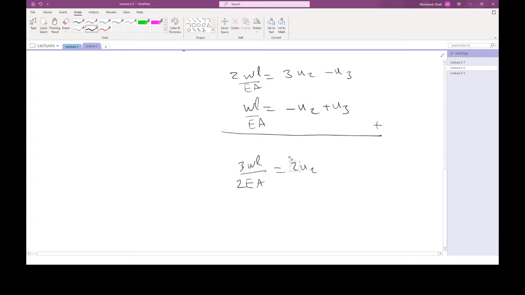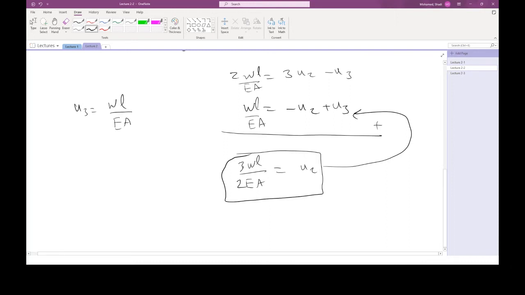I'll just divide the whole thing with the 2. And I have a value for U2. All right. Now, if I take U2 and replace it in this equation, I have a value for U3. So U3 now is just WL over EA. I will move U2 from this side to this side, so it is going to be plus U2. And then I just replace the value of U2 here. So this is 3WL over 2EA. Now, I want to add WL over EA to 3WL over 2EA. So I'll just multiply this with 2 and divide by 2. So U3 is then going to be 5WL over 2EA.